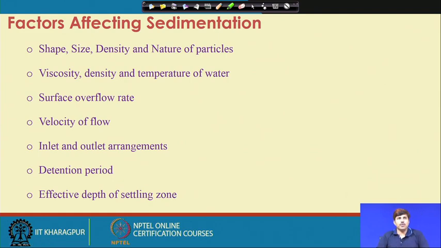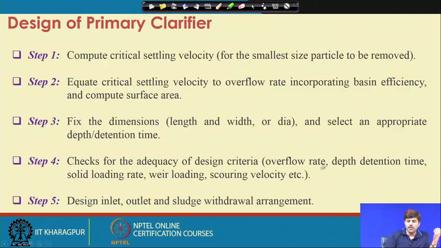If we see the various factors that affect sedimentation, there is shape, size, density and nature of the particles, viscosity, density and temperature of the water, then the surface overflow rate, velocity of flow, inlet and outlet arrangements, what kind of turbulence they are leading to, the detention period, and the effective depth of the settling zone. So, all these things decide the efficiency or performance of a settling basin.